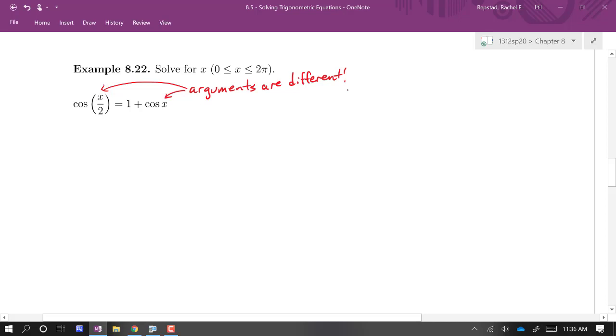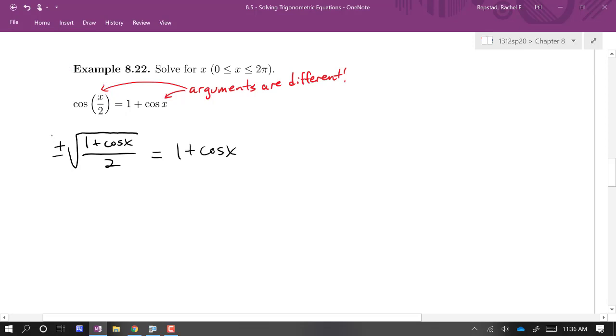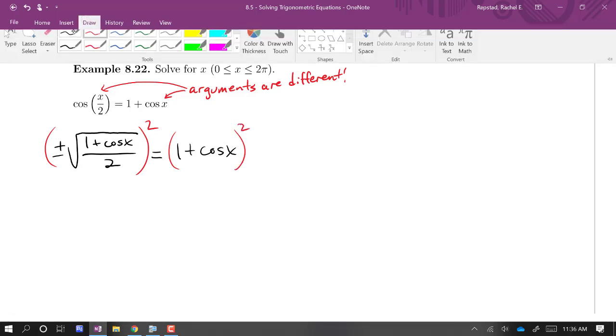Okay, so cosine of x over 2, if we start by using the half angle identity, I could rewrite cosine of x over 2 as plus or minus the square root of 1 plus cosine x all over 2, and that's equal to 1 plus cosine x. Now I have the same function, with the same argument inside, and that's progress. I've got this radical, but we know how to solve equations with radicals. I've got the radical already isolated on one side, and that means I could square both sides and get rid of the radical. As it happens, when I square both sides, I'll also get rid of that plus or minus business.